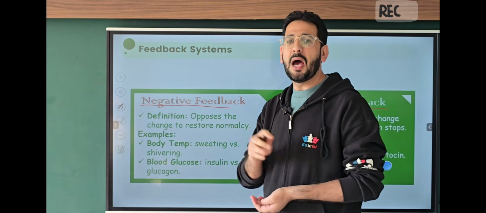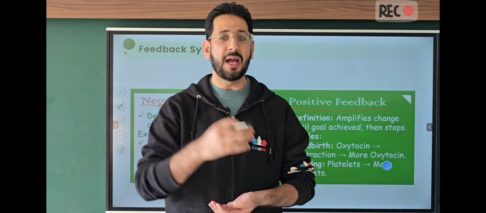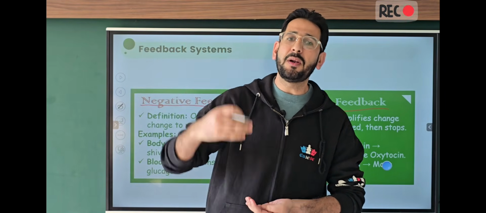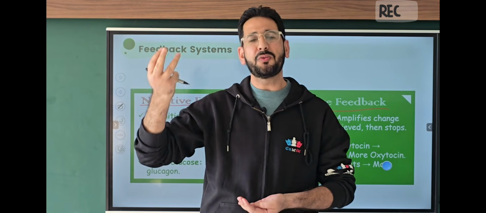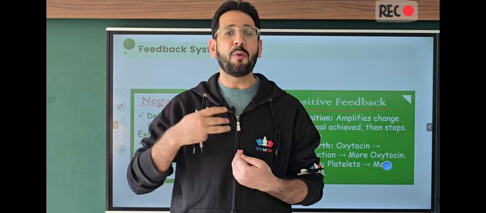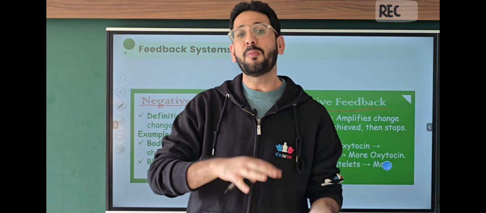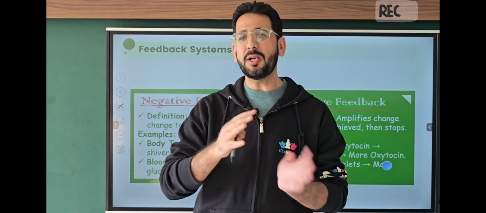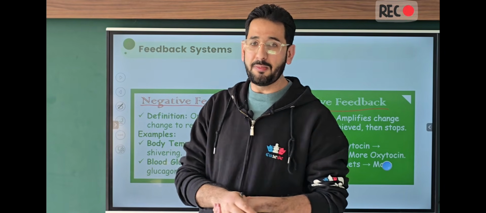For example, if our blood glucose drops, our body will try to make it high. If our blood glucose increases, our body will try to decrease it. If our body temperature increases, our body will try to decrease it, and if our body temperature decreases, our body will try to increase it. So our body is going to oppose the change to maintain normalcy.